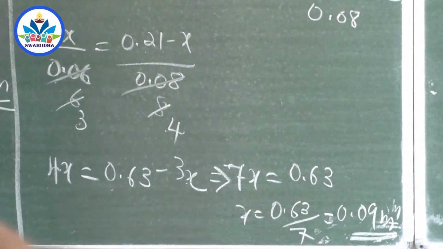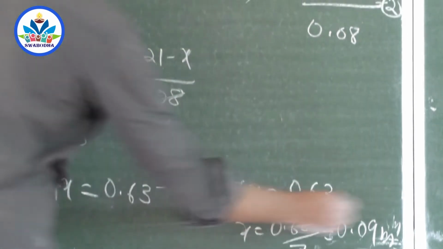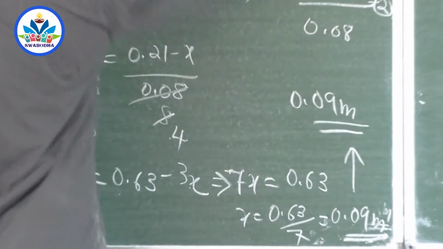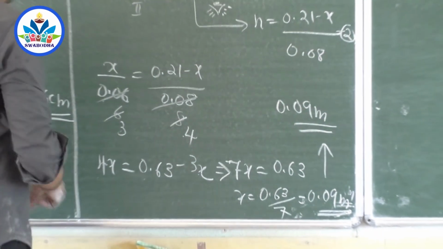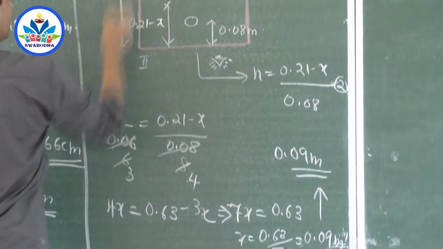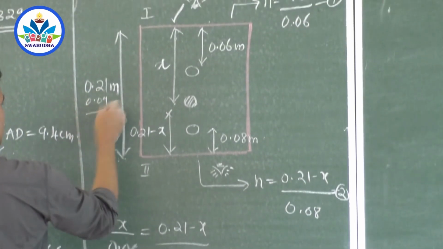The real depth of the bubble from the first phase is 0.09. Okay, this answer is 0.09 meters. From the first phase, it is 0.09. From the second phase, of course, it is 0.21 minus 0.09. That's what you have to do.